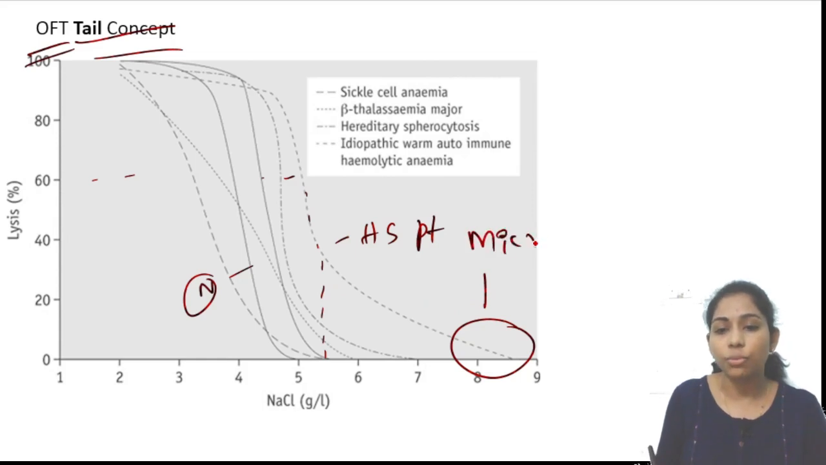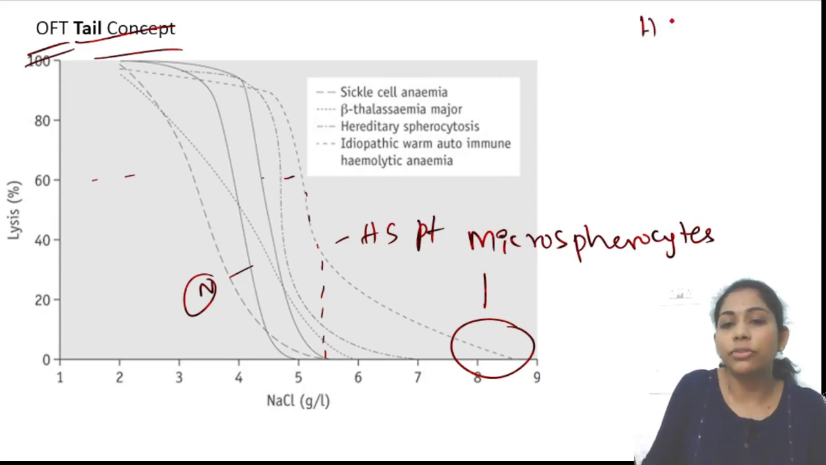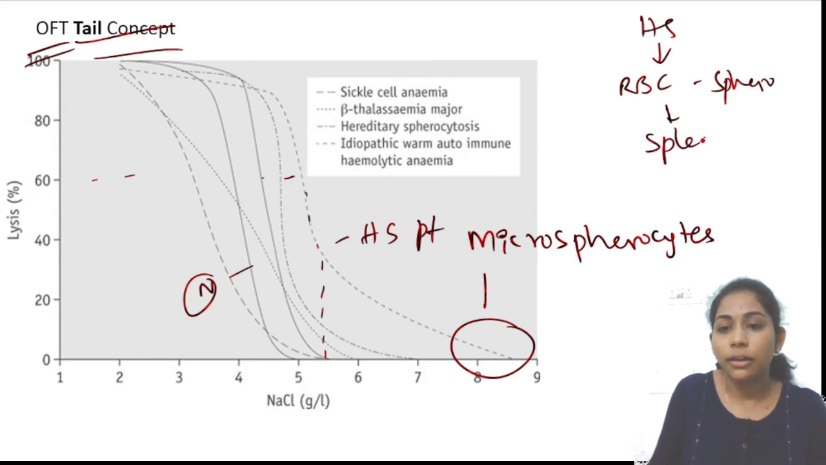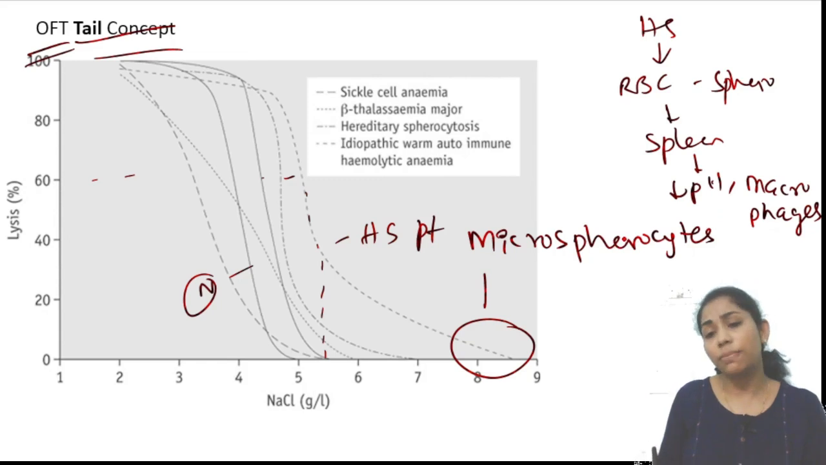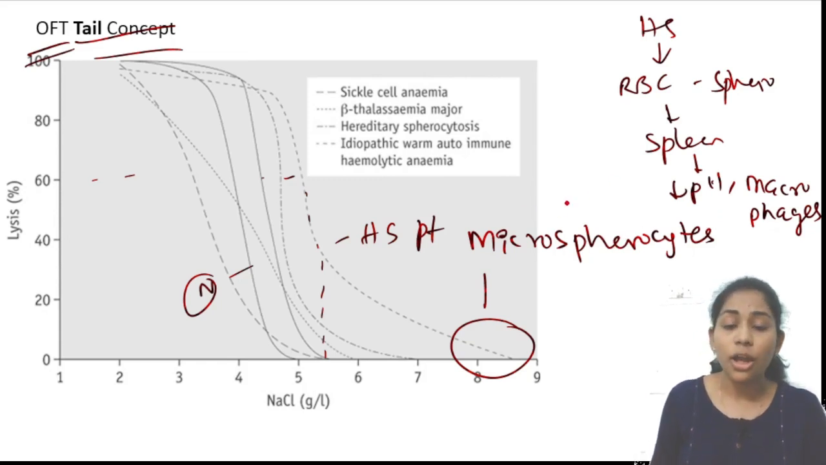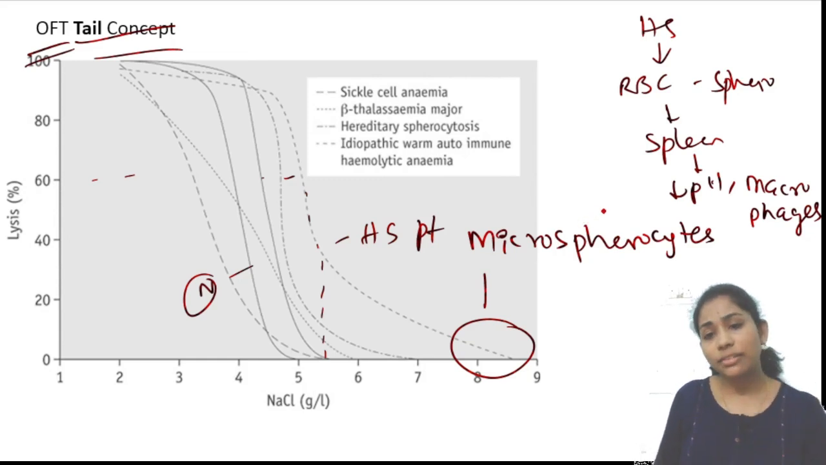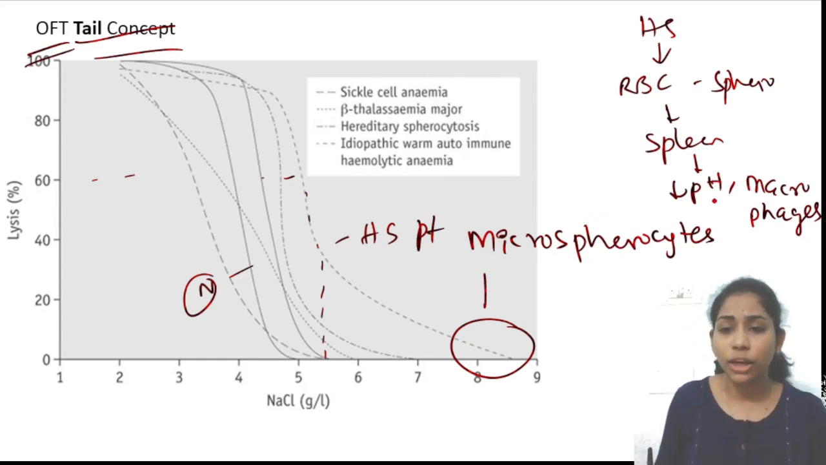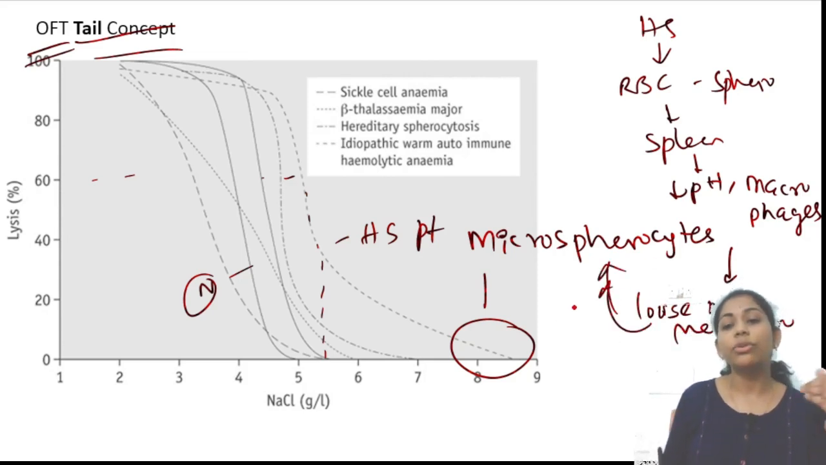These are microspherocytes. How are these microspherocytes forming? In an HS patient, when these RBCs, the spherocytes specifically, go into the spleen, there is reduced pH, and they come into contact with macrophages. We know that spherocytes are already stressed RBCs; their membrane is lost. But when exposed to these extreme conditions like reduced pH and contact with macrophages, they become even more stressed and lose more membrane, and they become microspherocytes.